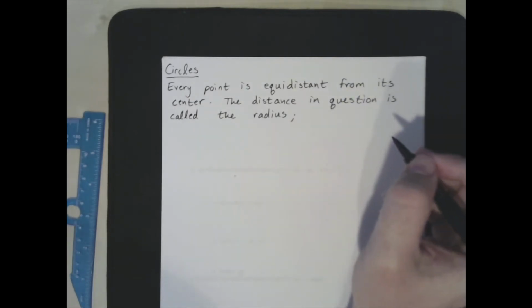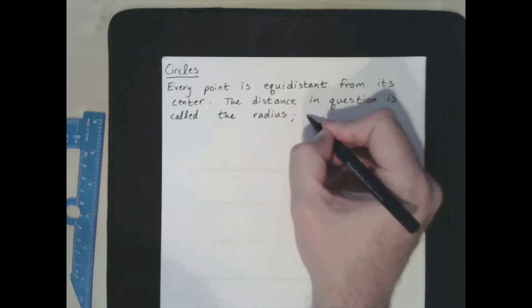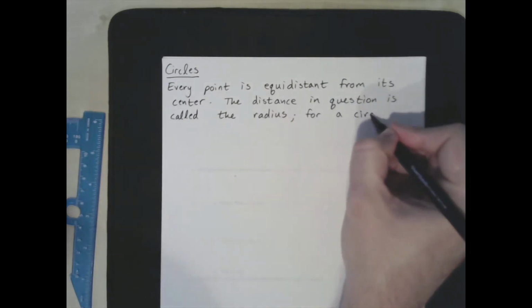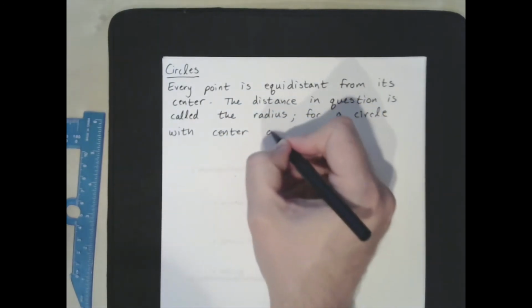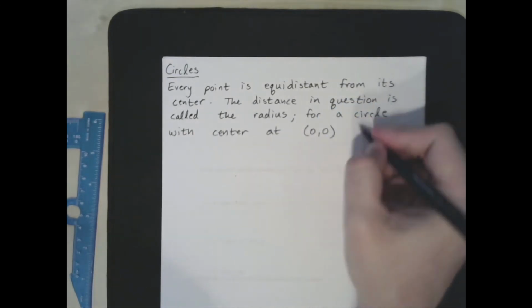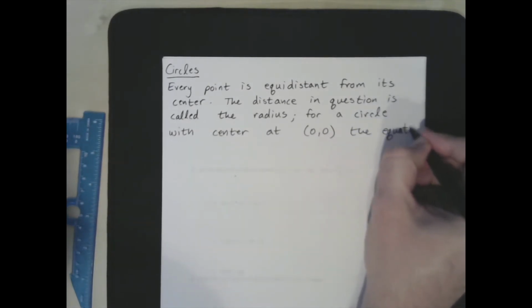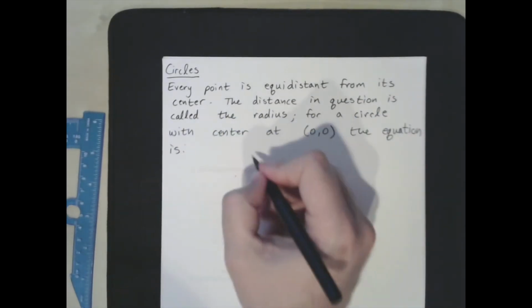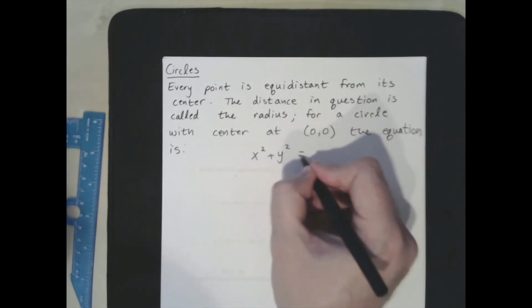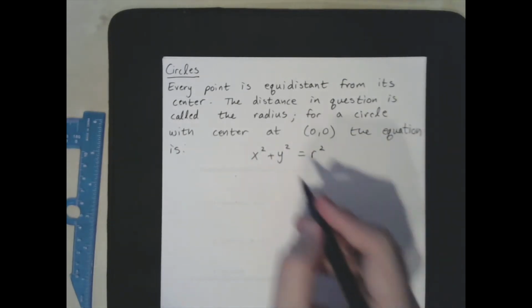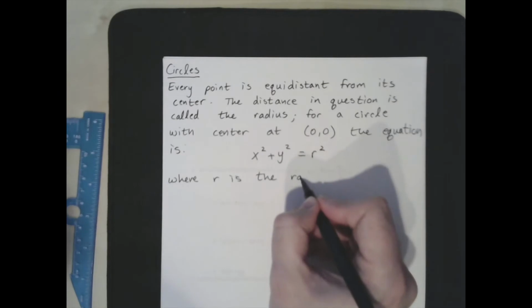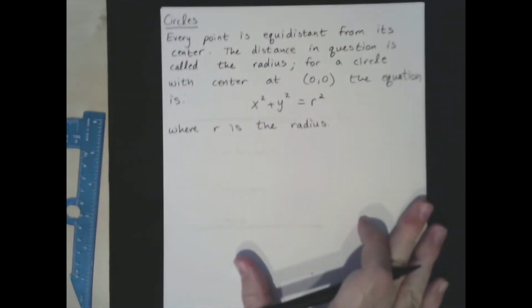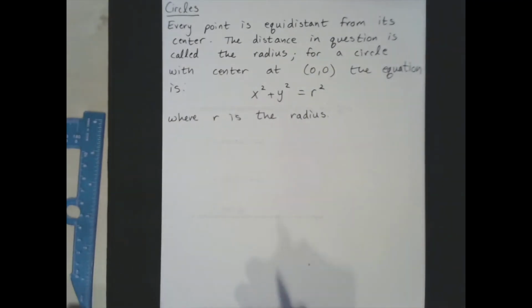And our standard form, so for a circle with center at 0, 0, the origin, the equation is x squared plus y squared equals r squared, where r is the radius. Again, this is specifically for circles centered at 0, 0.